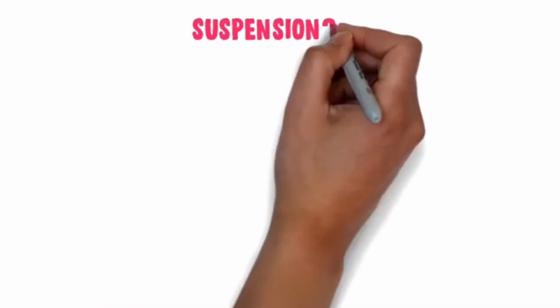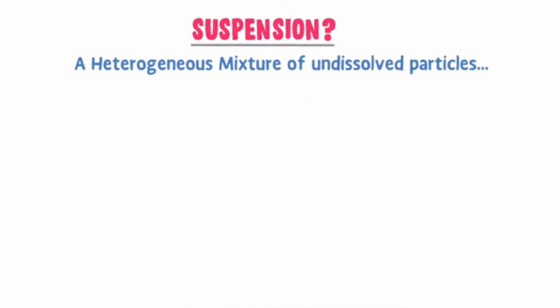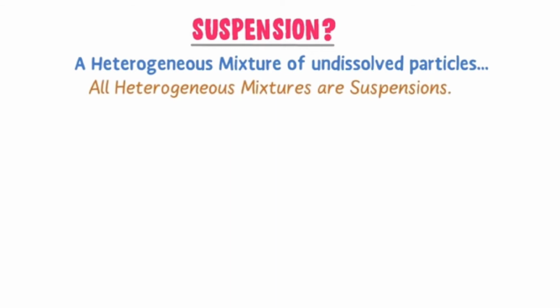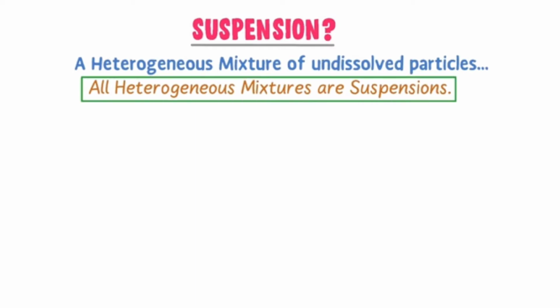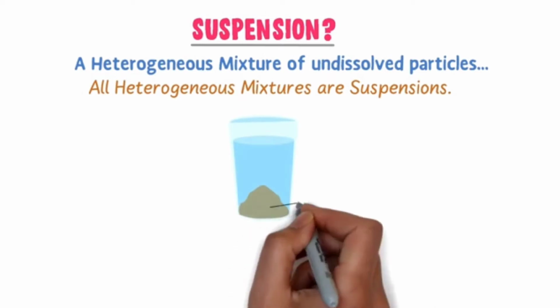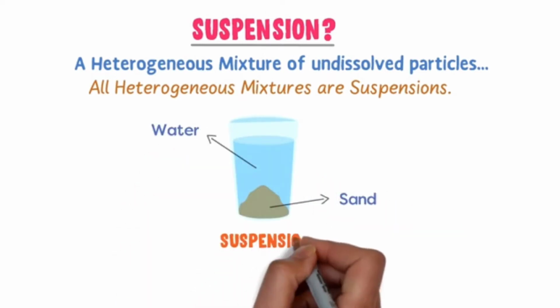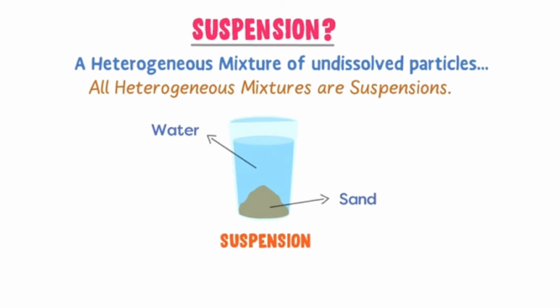Now, what is a suspension? Well, a suspension is a heterogeneous mixture of undissolved particles in a given medium. So, all heterogeneous mixtures are suspensions. Let me repeat it. All heterogeneous mixtures are suspensions. For example, when we add mud or sand in the water, we get a suspension. Sand and water form a non-uniform composition or heterogeneous composition.